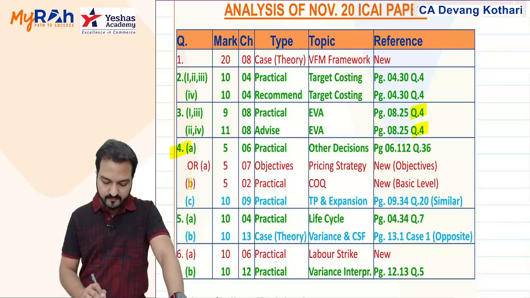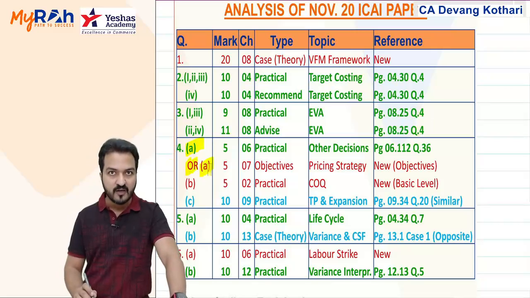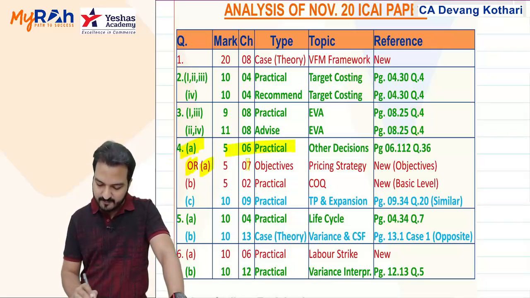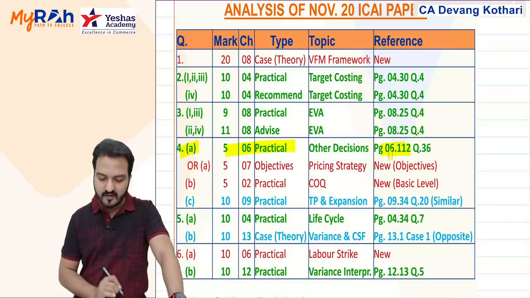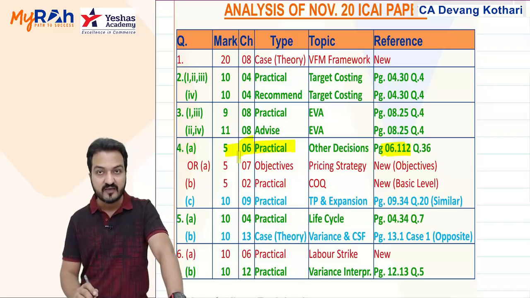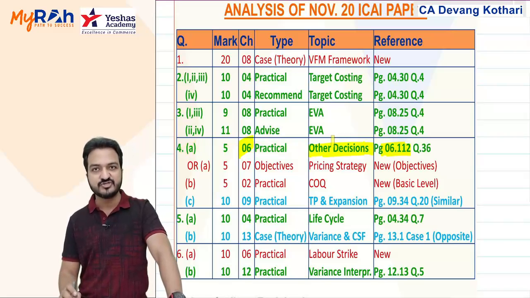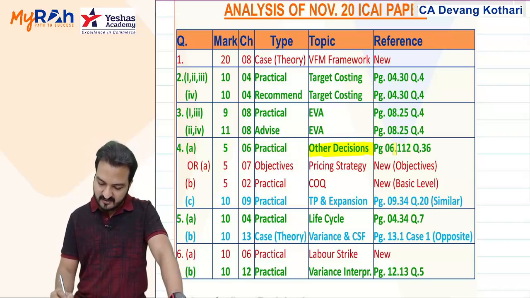Then question 4A had two options, 4A or another 4A you were given. The first 4A given was a practical question directly from my book. It is from chapter 6, decision making. It was regarding other decisions within that chapter. You'll get that in my book, home assignment part, question number 36.